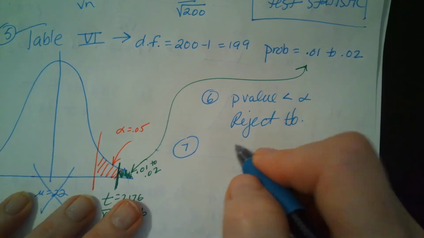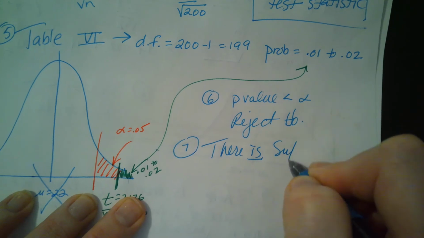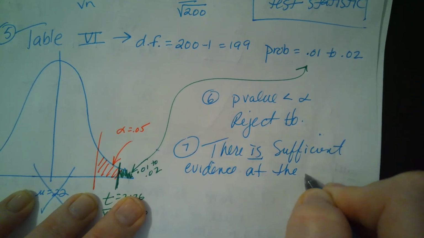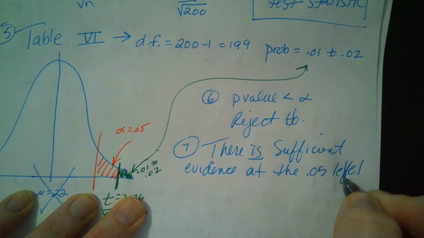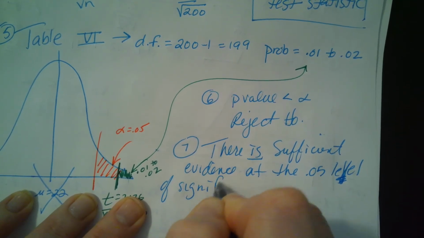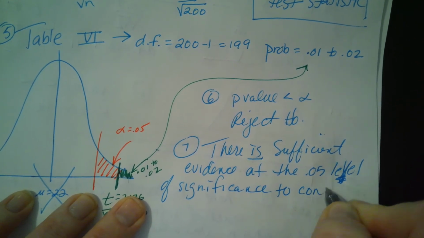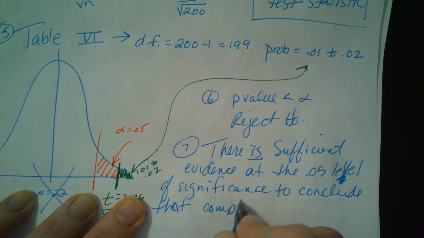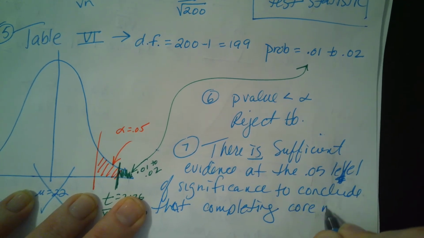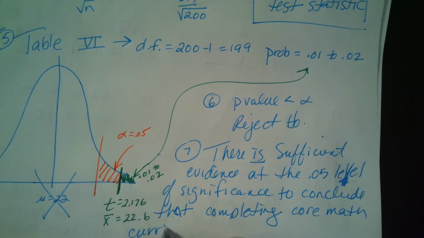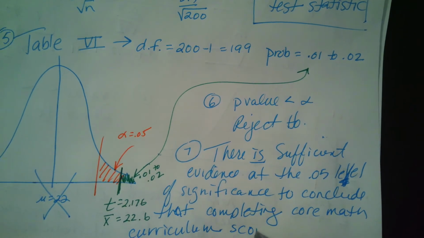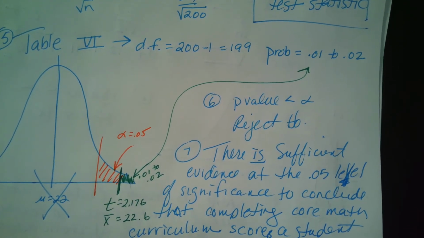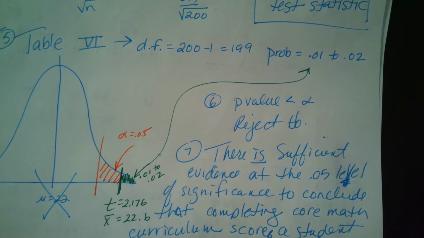So my interpretation would be that there is sufficient evidence at the 0.05 level of significance to conclude that completing the core math curriculum scores a student higher than a 22 on the ACT.